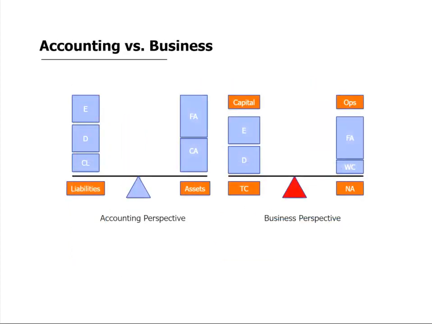If we put these two balance sheets side by side, here on the left we have the accounting perspective that talks about liabilities and assets, and here we have the business perspective that talks about capital and operations. And really all we've done here is we've taken these current liabilities, we've moved them across to the other side where they get a negative sign in front of them, and hence we have a working capital number.